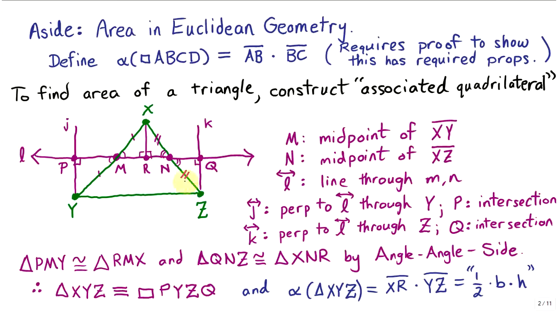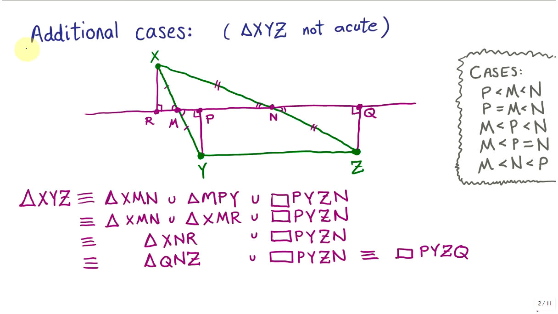Now, this construction is valid under the assumption that the triangle XYZ is an acute triangle. If one of the angles is obtuse, then we get a slightly different diagram, and it's a little bit more difficult to show that the triangle and the rectangle are equivalent by dissection. Depending on the size of the angles of the triangle, there are a number of additional cases that we need to discuss. Now we know that at most there can be one obtuse angle in a triangle, so without loss of generality you can assume that the angle at Z is acute.